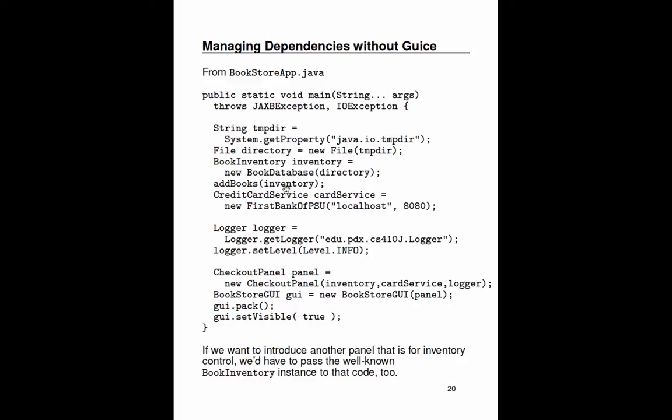Now, it's much better to have this in the main method than, let's say, in the constructor of the checkout panel, for the reasons that we talked about in the previous screencasts. But still, this is kind of ugly. For instance, if we wanted to introduce another panel, maybe not so much for checkout but for inventory, we would have to pass book inventory to that too, and the code just keeps getting bigger and bigger. All of a sudden, your method is much longer than a page.